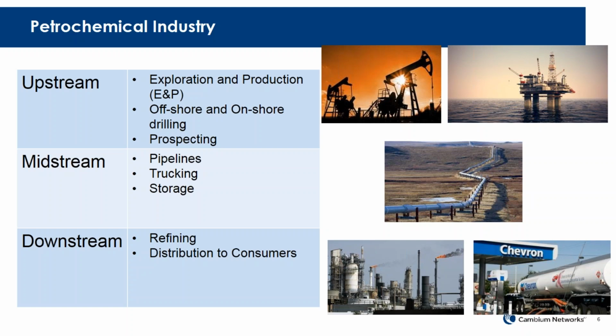Then there's a midstream, which you can see in the middle picture is pipelines, trucking, and storage of the crude material that's taken from the ground. And this could refer to either natural gas or oil, crude oil. And then you're going to pump it across these pipelines over very long distances and oftentimes in very remote areas. And then finally downstream, which is I'm going to take that crude oil, I'm going to refine it into the different products, whether it's plastics or gas for cars or other types of petrochemical products, and distribute that to customers.